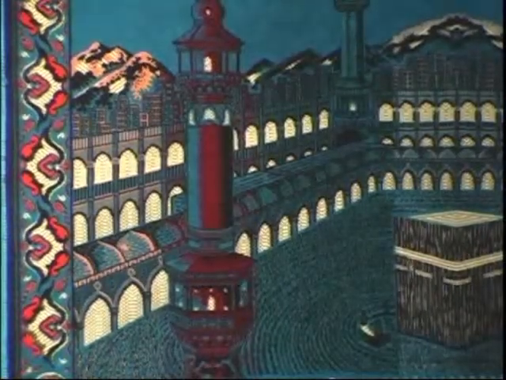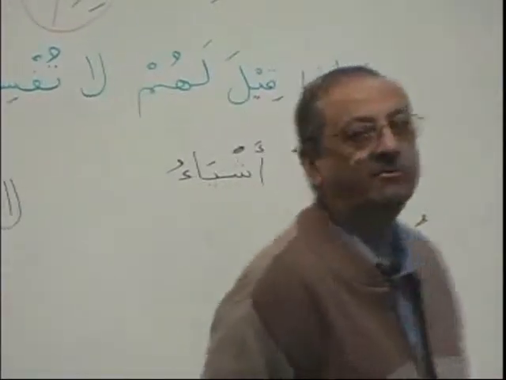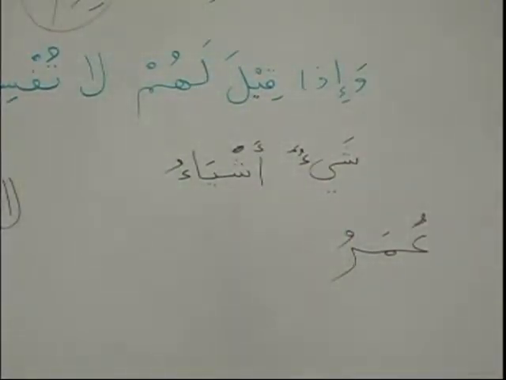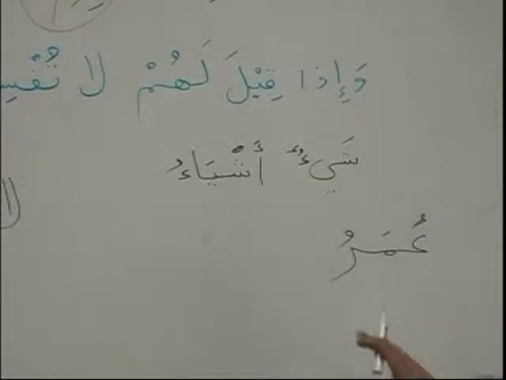Brothers and sisters, there is a lot to learn about this form of noun. There is a lot to learn, and inshallah we'll read the key and I'll let you highlight some things. Umar, it is actually Umaru. This is also diptote. Decline it, brother. Umaru, Umara, Umara. We have to remember that.